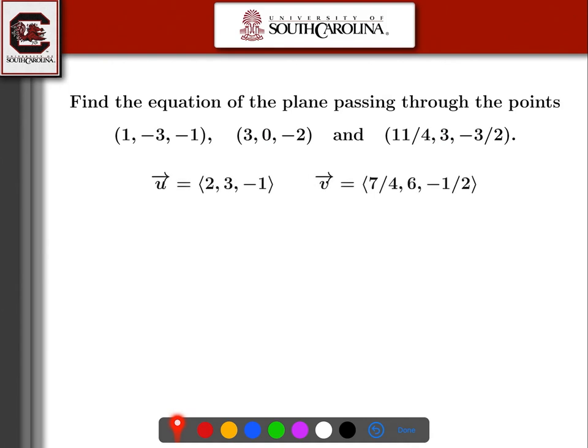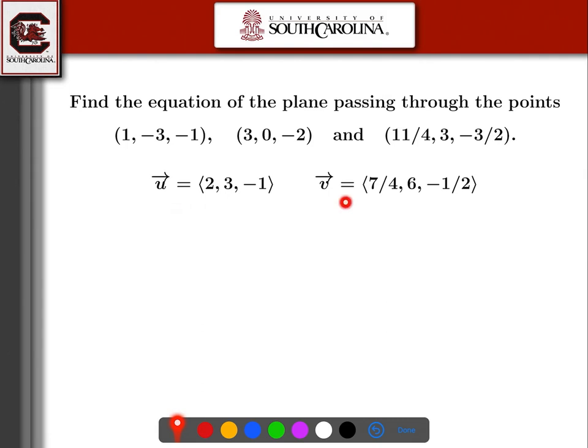So u is a vector going from this point to this point. We have 2, 3, and minus 2 minus negative 1 will be minus 1. So 2, 3, negative 1 is the vector from here to here. And then I'm going to take the vector from this point to this point. That'll give me 11/4 minus 1, which is 7/4. A 3 minus a negative 3 will give me 6. A negative 3/2 minus a negative 1 will give me negative 3/2 plus 1, so negative 1/2.